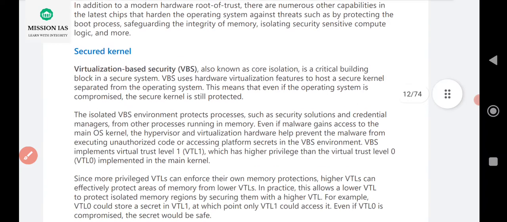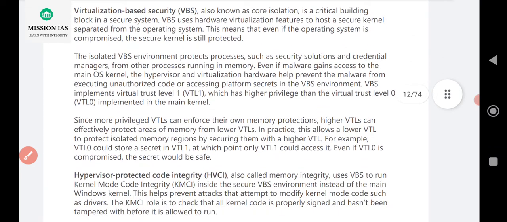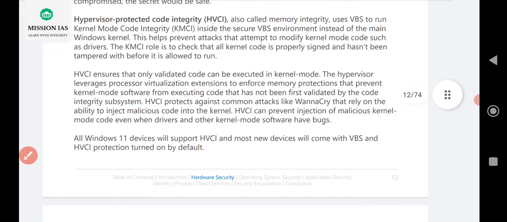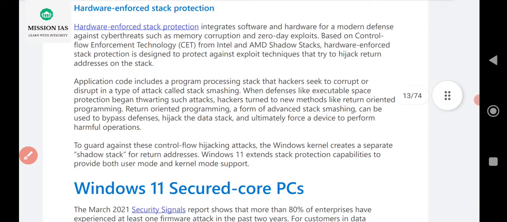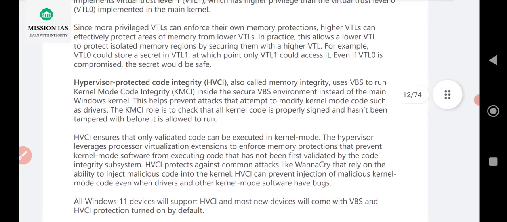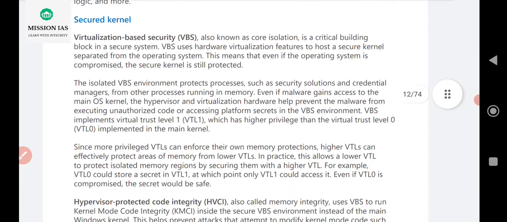Then after, we'll be having a set of secure-based VTLs and their features. Then hypervisor-protected code integrity is also an example of that. Then after, we'll be having hardware-enforced stack protection. What actually is it, and how does it enforce or control the flow, with Control-flow Enforcement Technology, CET? We'll be discussing all these things. Unless we read all the things, but I hope we have discussed more about this hardware security.